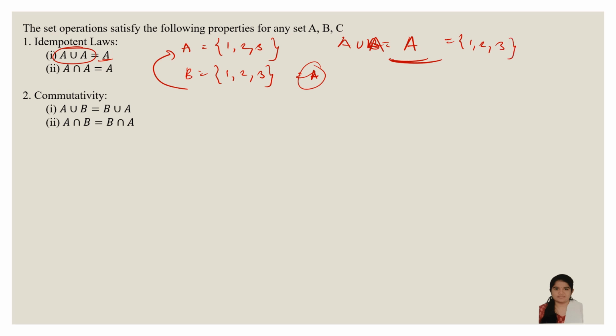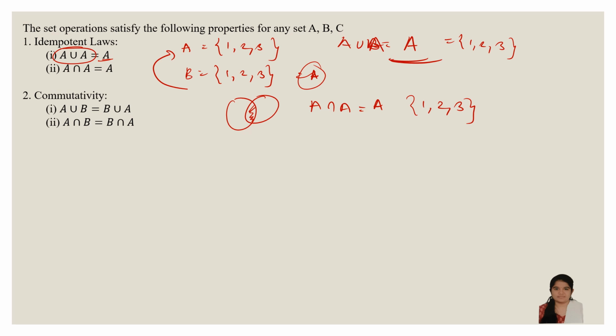And the same applies for the intersection also. Given a set A, say 1, 2, 3, what do we do in intersection? We take the common elements of both the sets. So if both sets resemble each other, the common elements in both are the same elements, that is 1, 2, 3. So what will the intersection be? We get the same set A, that is 1, 2, 3 itself. Okay, so the first property is the idempotent law, where the union of the same set is equal to the set itself.